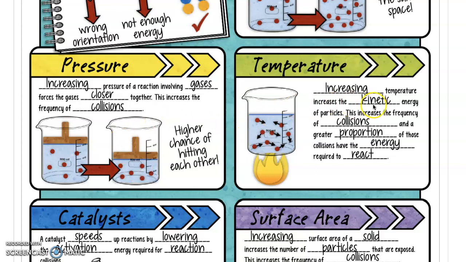The other method we've talked about a little bit is increasing temperature. If I increase the temperature, I'm increasing the kinetic energy. Kinetic energy is movement, and by increasing this, I'm increasing the frequency of collisions. I'm increasing the energy for those particles by adding some heat in, and the likelihood of them colliding and reacting increases.